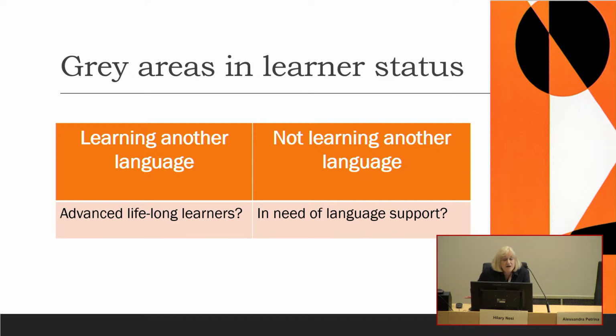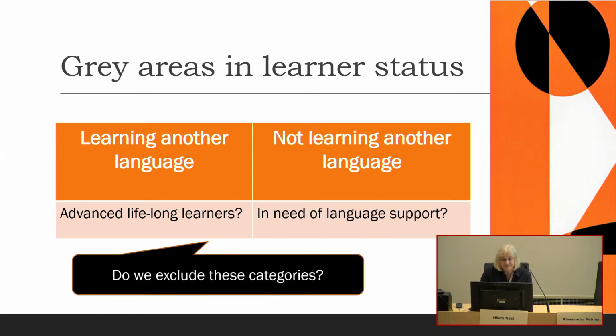You've got people who are learning another language. In a sense, we're all learning another language as we go along through life. Advanced lifelong learners who are working very well in multiple languages. And there are people who are not learning another language, but it would be good if they did. So, do we exclude these categories? We say, oh, well, neither of these groups are learners, or do we include them both?